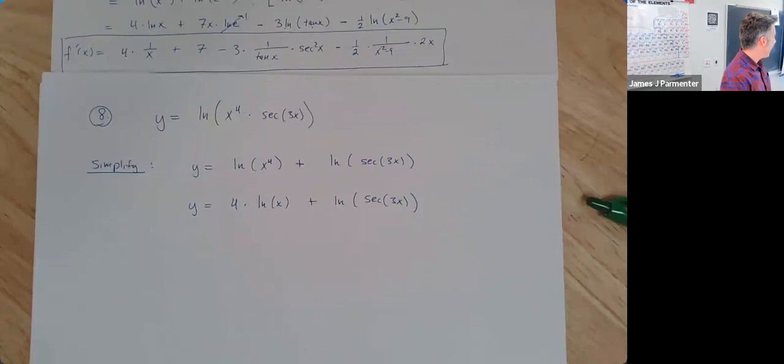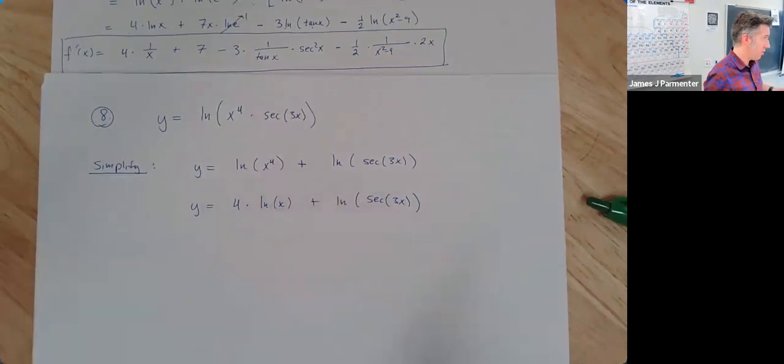Those are the steps I would take to simplify this expression before differentiating as much as possible. First, break it apart as the natural log of x to the 4th plus the natural log of secant of 3x. And then since you have a power there, you can bring that power down and say you have 4 times natural log of x. But there's no more simplifying you can do here. Natural log of secant of 3x is as simple as that second piece can be.